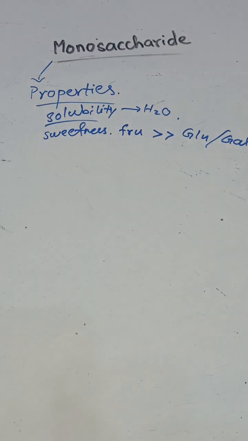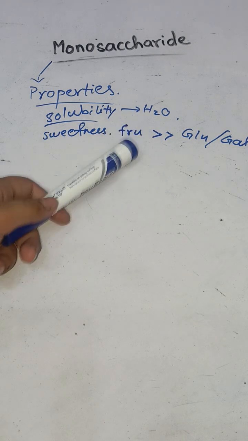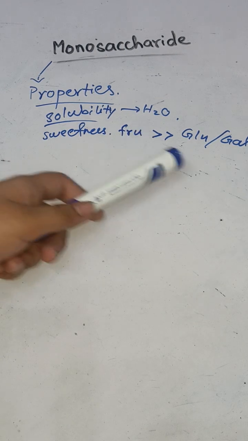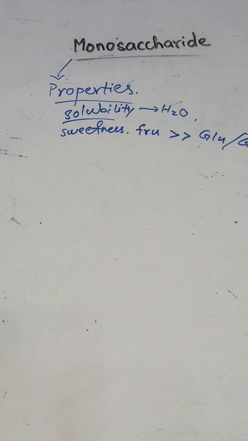So in the making of syrup, and in the making of a lot of things that are sweet in taste, like the elixirs, if we want more sweetness, we can use fructose, because its sweetness is much more than glucose or galactose. Okay, so we have seen the second property.